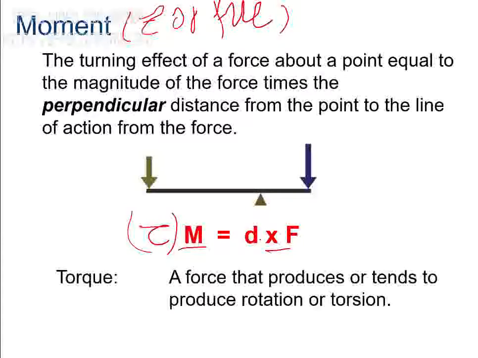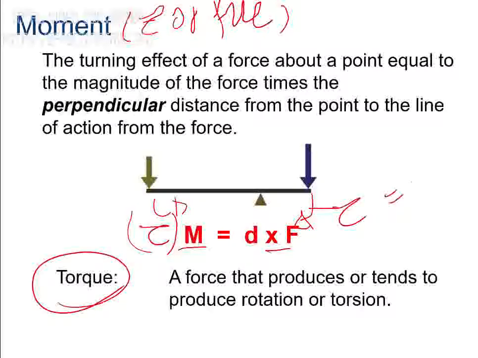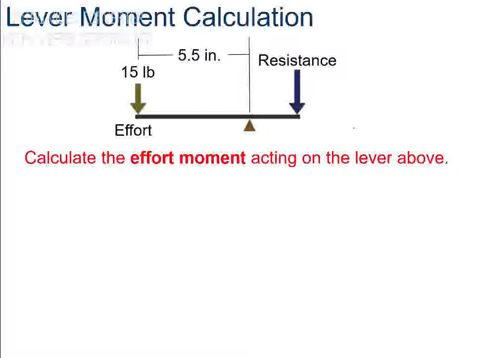Therefore, torque is a force that produces or tends to produce rotation of an object. If this force is greater than this one, the object turns in this direction. And if this torque is greater than this one, the object turns in this direction. This turning effect is named torque. And this torque is calculated by using R perpendicular times the force F. R perpendicular means the distance from this up to this, and the force F is applied on the object. And lever moment calculation.